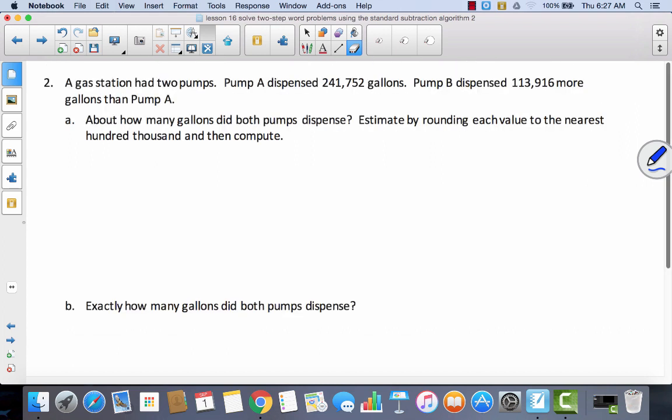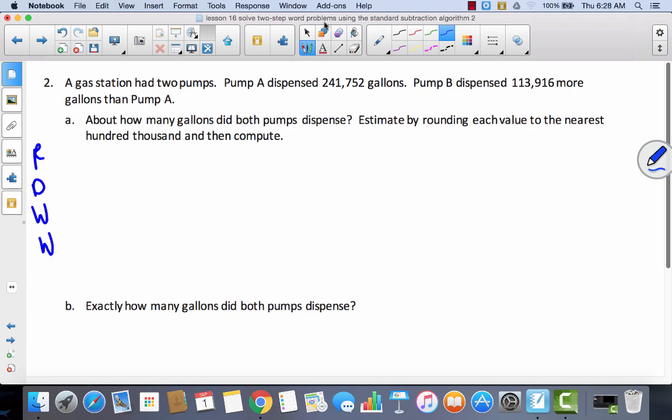A gas station had 2 pumps. Pump A dispensed 241,752 gallons. Pump B dispensed 113,916 more gallons than Pump A. All right, so we just read. Now we're going to draw, and then we're going to write and write again.